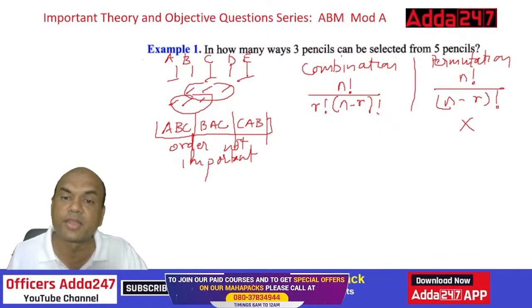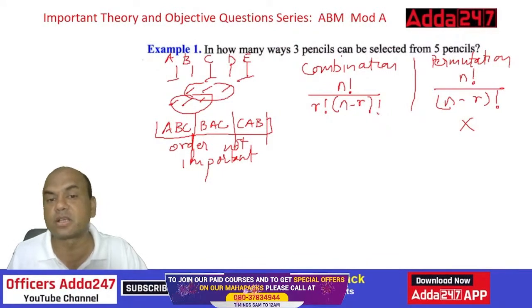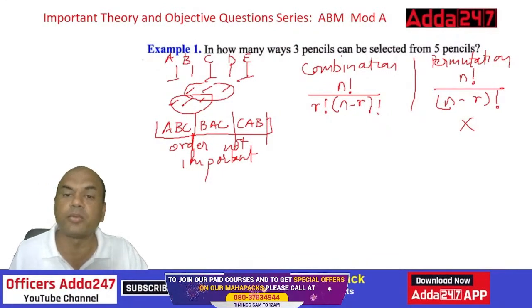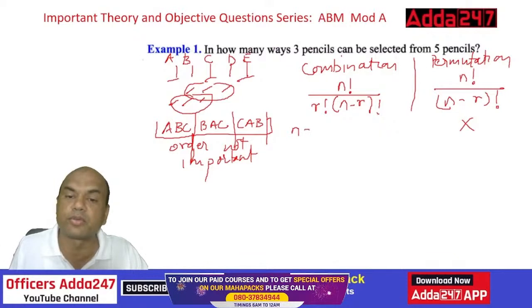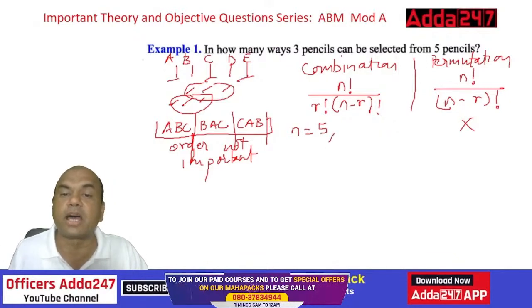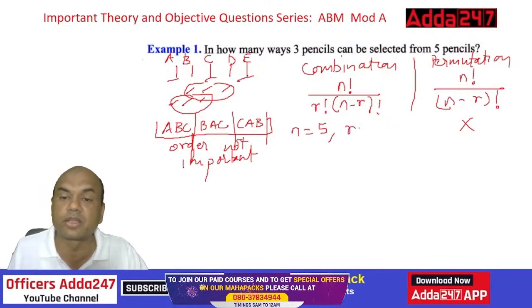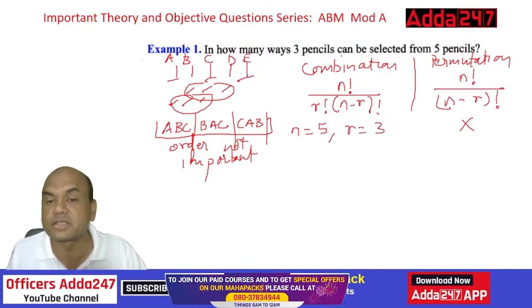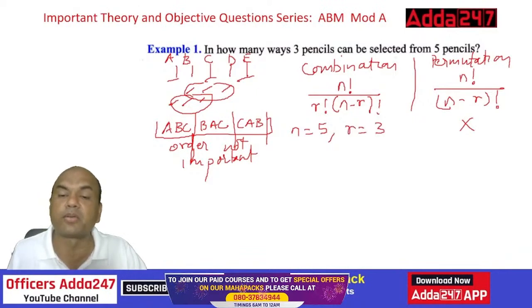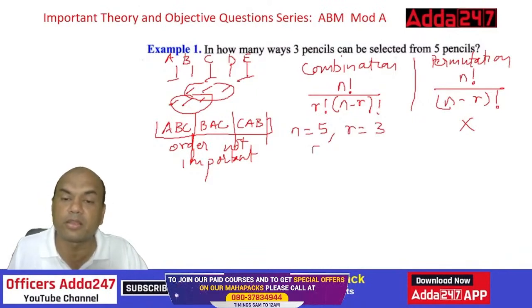What is n? n means total number of pencils. How many pencils are there? So n equals 5. What is r? r means what is the success required by me? So r equals 3 because 3 pencils are required. So what is my formula now? It becomes 5 factorial divided by 3 factorial into 5 minus 3 factorial. Okay. So what is the answer over here?